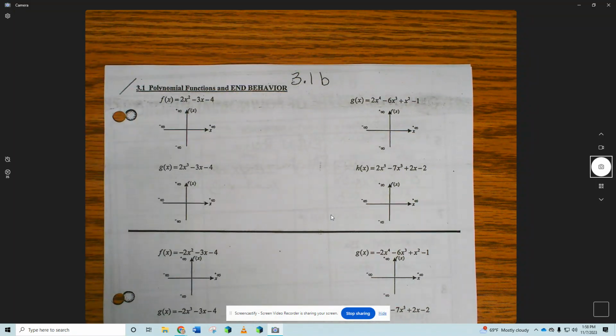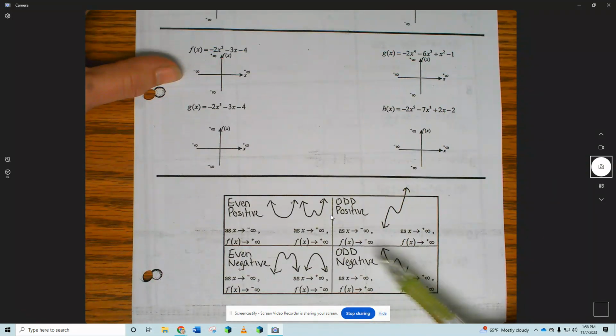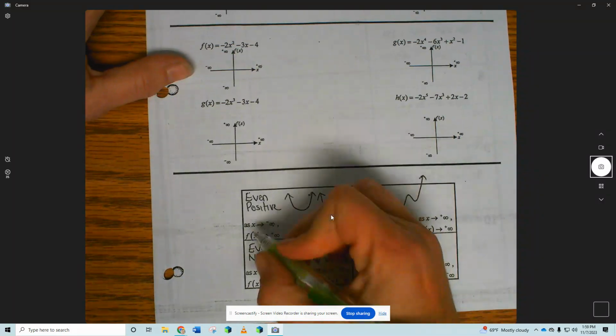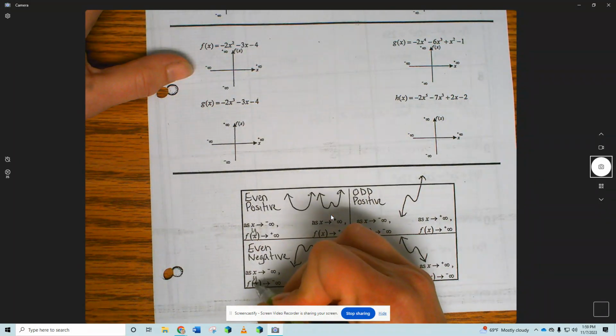3.1b is going to talk about more specifically, what does the graph look like? Okay. So down at the bottom of the paper, you have all of this, and this is like helpful tools that you need to know. Remember that f of x means y equals. So f of x means y.